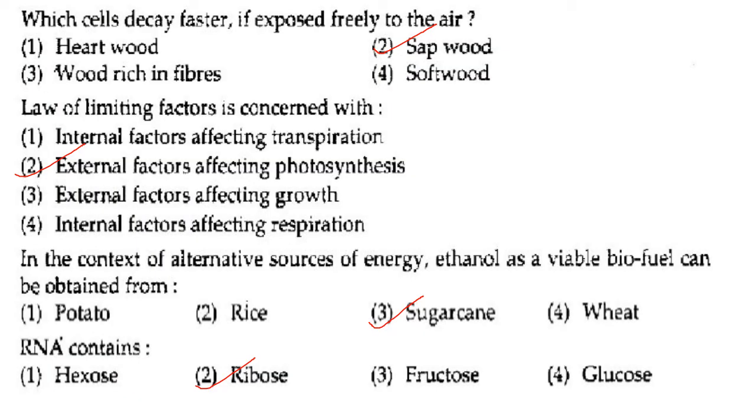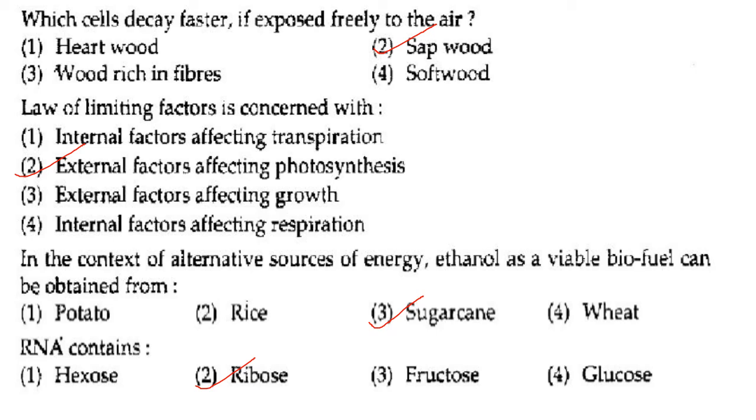Next one. Which cells decay faster if exposed freely to air? Option 1. Heartwood. 2. Sapwood. 3. Wood rich in fibers. 4. Softwood. Answer is option 2, sapwood.